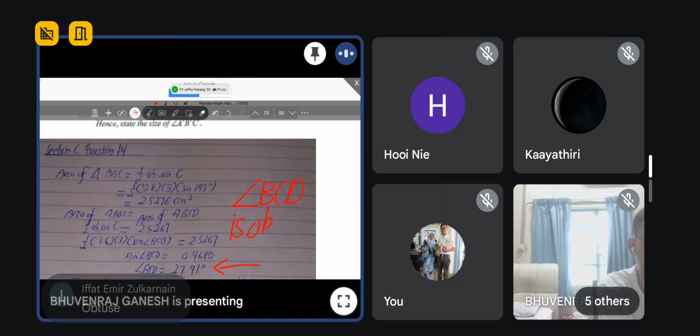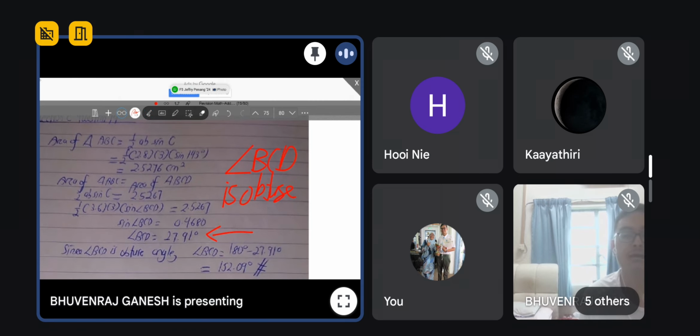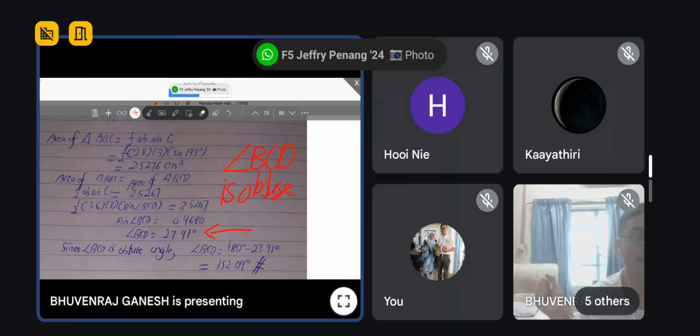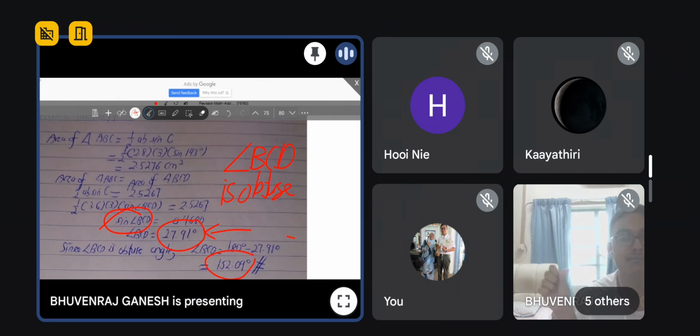Dia adalah sudut cakar. Very good. So sudut cakar means what, guys? Kita kena ambil 180 minus answer. Always remember, guys, sine, right? Kalau kamu cuba tekan calculator, sine 27.91, the value will be same as sine 152.09. Nilai dia akan sama kalau kamu tekan secara berasingan. Okay, why? Because sine function is like that.